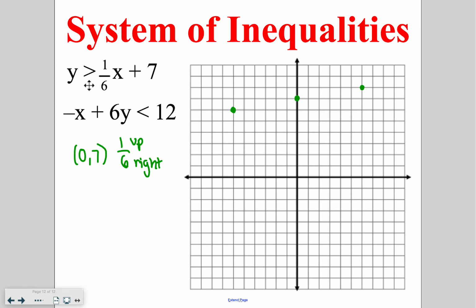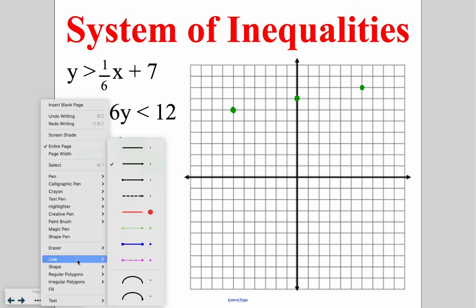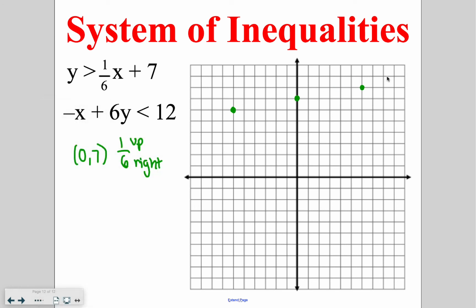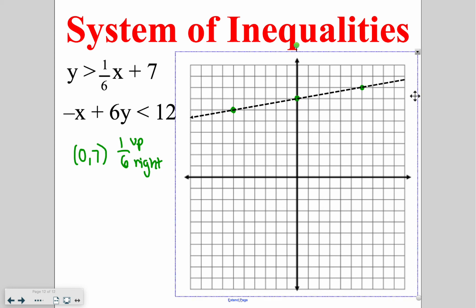I do not have an equal sign in my inequality, so I am going to put a dashed line onto my graph, and I've got it going through the points. I'm going to have to adjust this because I am on the computer, so I'm going to take this and adjust it down a little bit so I have my line through my 3 points.